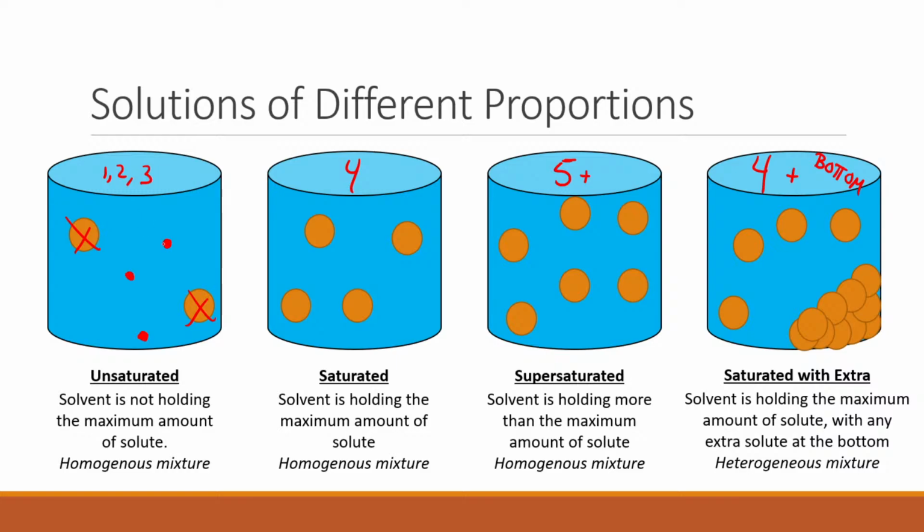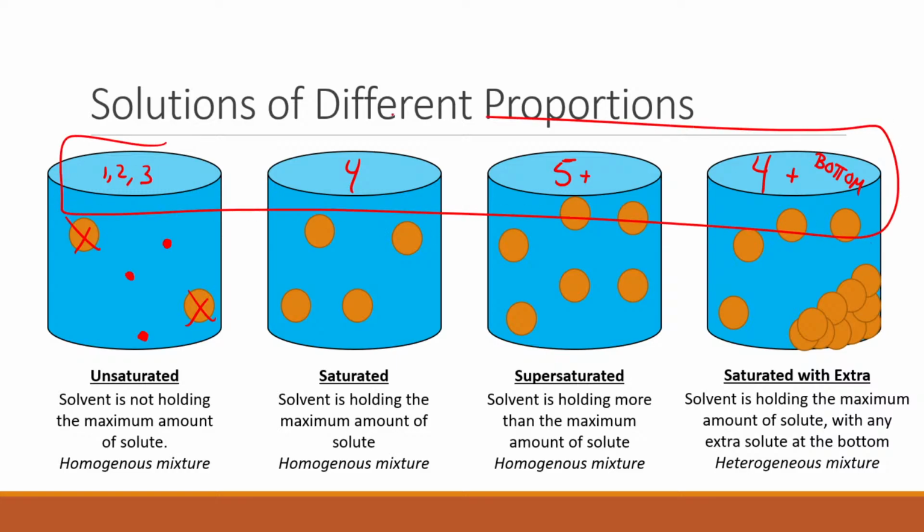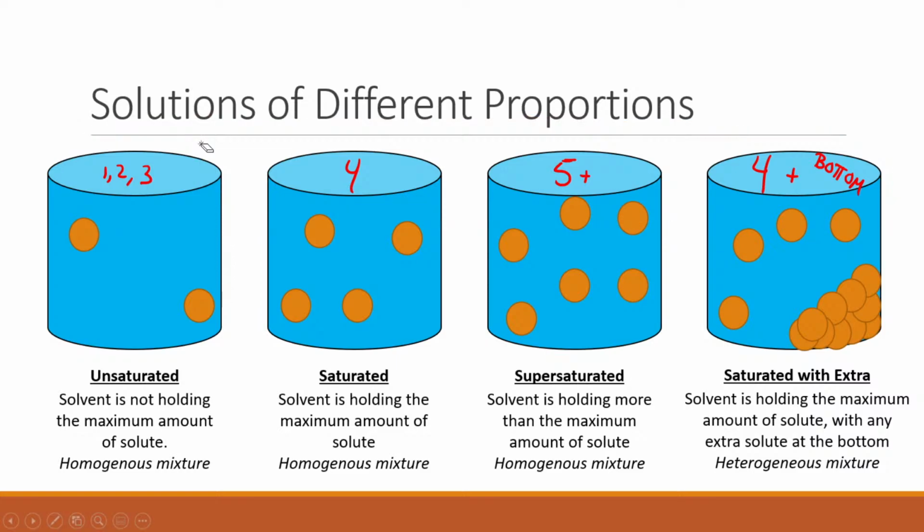These little red molecules are smaller than the orange ones. Does that matter when I'm looking at saturated versus unsaturated versus supersaturated? Is this amount of water going to hold 4 of these littler red ones, or can it hold more without going over? And the answer to that question is you can't really tell. These numbers that we have here work for these orange molecules, and only these orange molecules. If we change molecules, maybe it holds more, maybe it holds less. We can't tell.